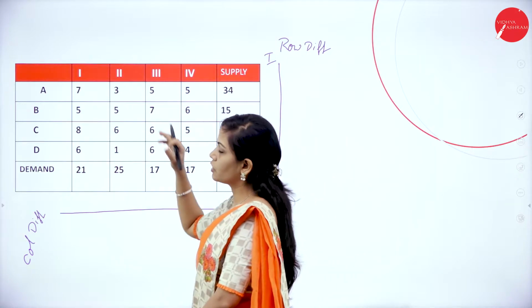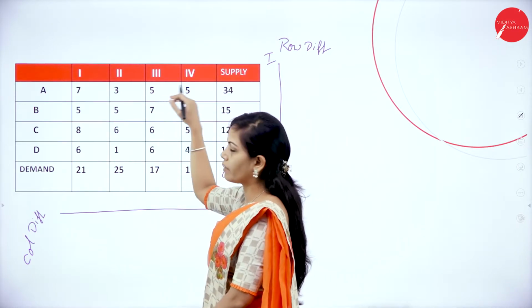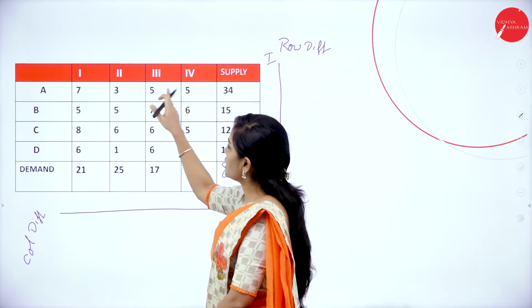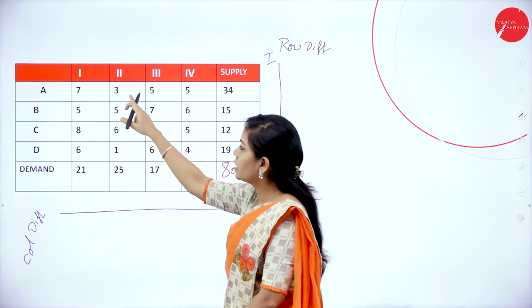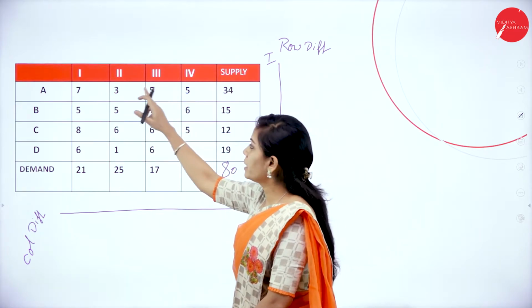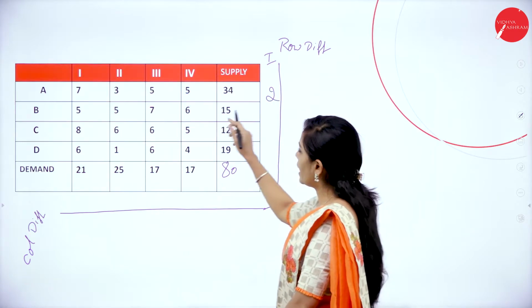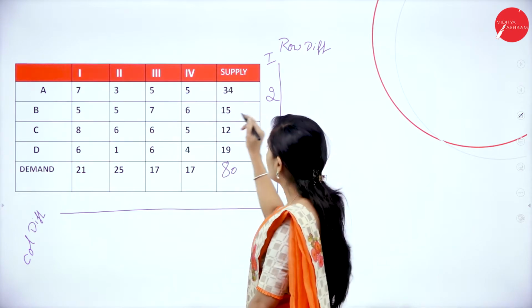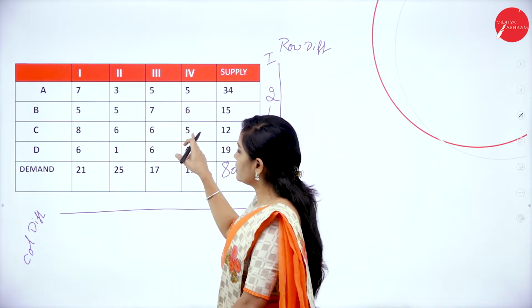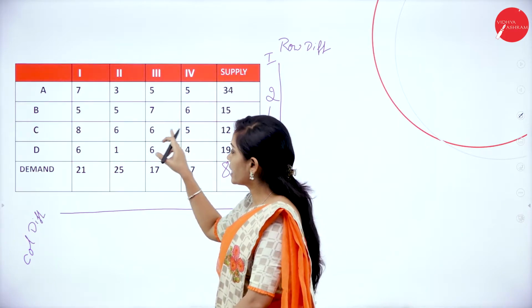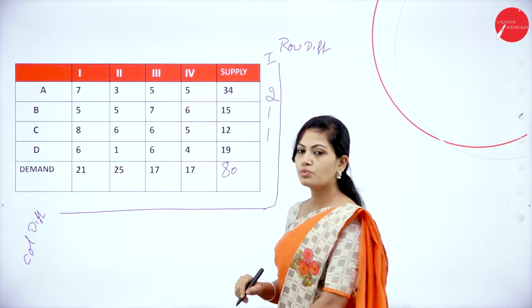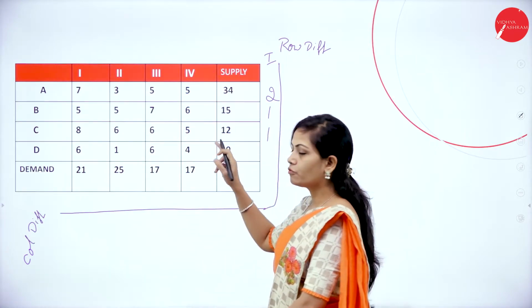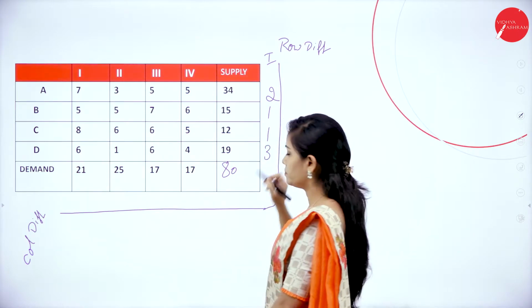So here, how to check the row difference? You just consider the first row. In the first row, the least cost value is 3. The second least value is 5. 5 minus 3 is 2. And in the second row, least value is 5. Second least value is 6. The difference is 1. And in the third row, least value is 5. Second least value is 6. Difference is 1. In the fourth row, least value 1, next least value 4, difference is 3.